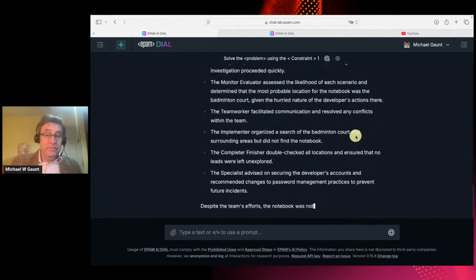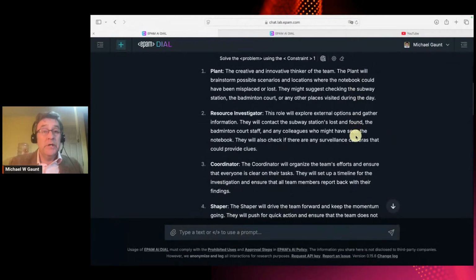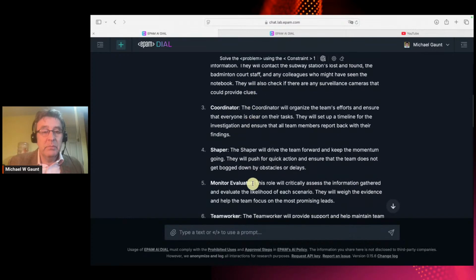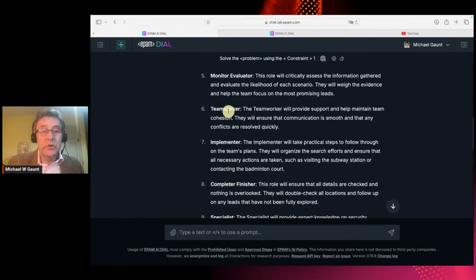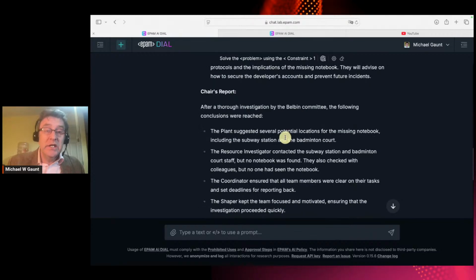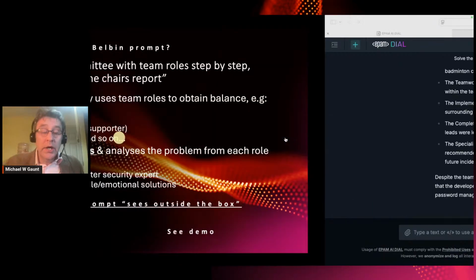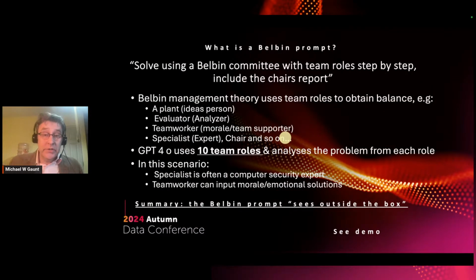Okay, so now this is why we call it a trigger prompt, because it's triggered a large amount of output. And now it's gone through a Belbin committee. So here we got the plant. Let's go down here. We got the monitor evaluator. We got the team worker. We've got the specialist. So this specialist, as normal, 80% of the time, it will be security protocols. Then you've got the chair's report, which is extensive. So you've got a complete answer. That's how it's worked. And that's why it was able to get to answers that other prompts couldn't.